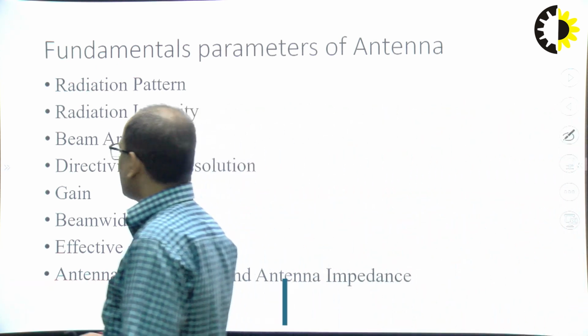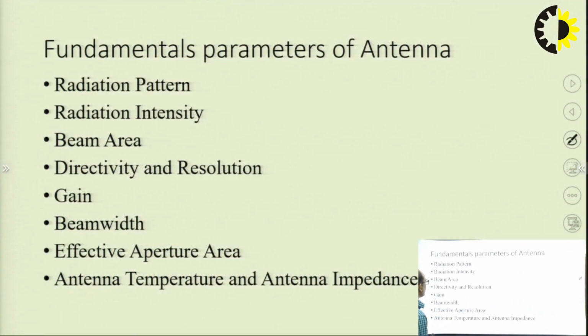These are the fundamental parameters of the antenna. First one is the radiation pattern, and the others are radiation intensity, beam area, directivity and resolution, gain, beam width, effective aperture area, antenna temperature and antenna impedance. Today we will discuss these two parameters, radiation pattern and beam width.